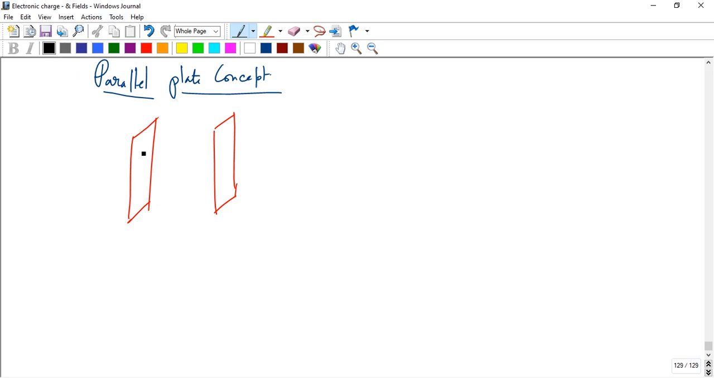Now put some potential on the plates. This plate has a negative potential, and this plate has a positive potential. That is the gap between them. Suppose the distance between the plates is D. The electric field direction, which is very important, is in that direction.